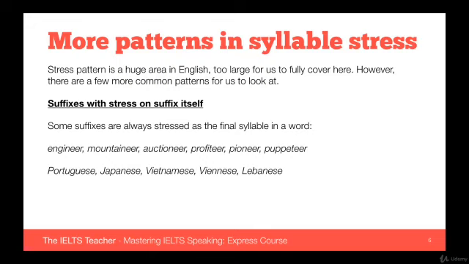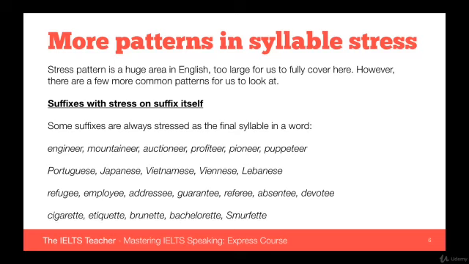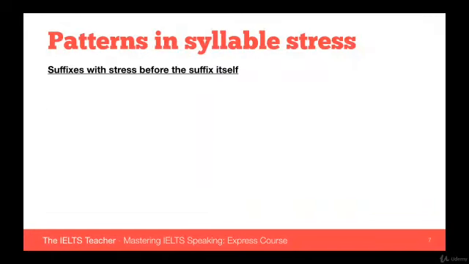Portuguese, Japanese, Vietnamese, Viennese, Lebanese. And the E sound: refugee, employee, addressee, guarantee, referee, absentee, devotee. And the Et sound: cigarette, etiquette, brunette, bachelorette, smurfette. Smurfette there, if you're unsure what that means, that's just from an old cartoon called The Smurfs. Right, let's move on.